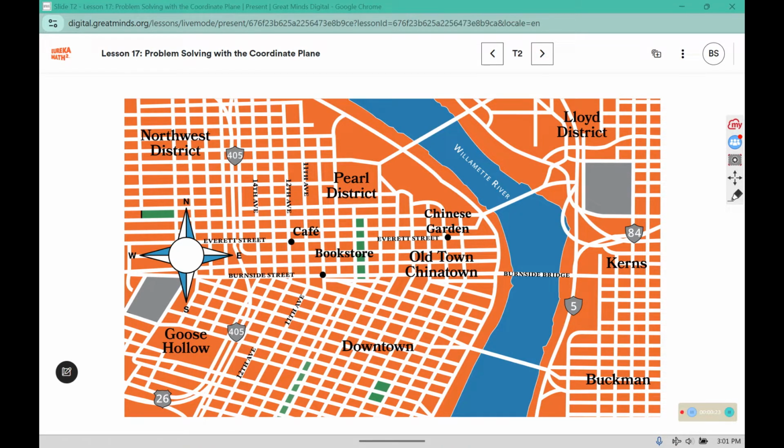I want you to think about some of these questions. If Kelly walks from the bookstore to the cafe and then to the Chinese garden, what do you know about the distance that Kelly walks? So if she starts at the bookstore, goes to the cafe, and then to the Chinese garden, what might you know about the distance they walk?